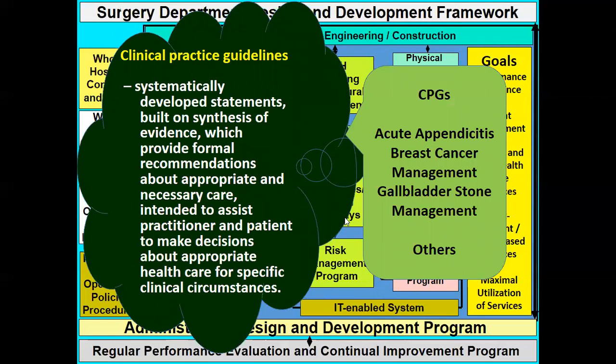Clinical practice guidelines and clinical pathways are akin to policies and procedures but focus on patient management. Clinical practice guidelines are defined as systematically developed statements built on synthesis of evidence, which provide formal recommendations about appropriate and necessary care intended to assist the practitioner and patient to make decisions about appropriate health care for specific circumstances. Examples of titles of CPGs are CPG on acute appendicitis, breast cancer management, gallbladder stone management, etc.